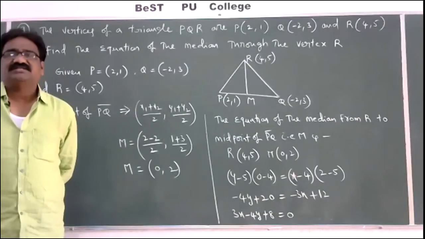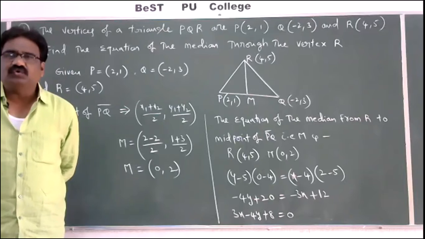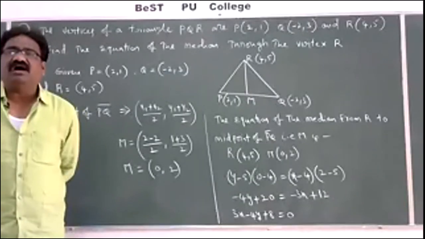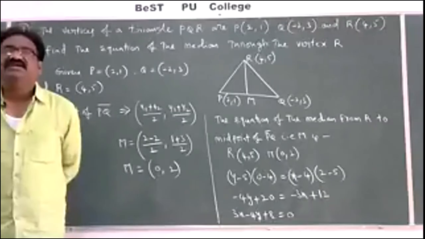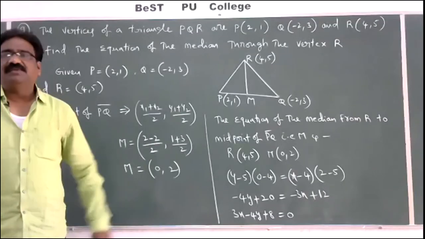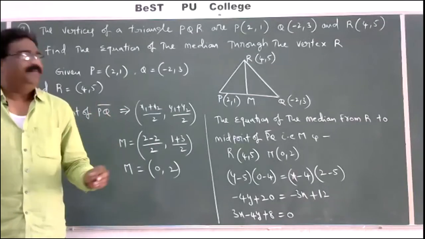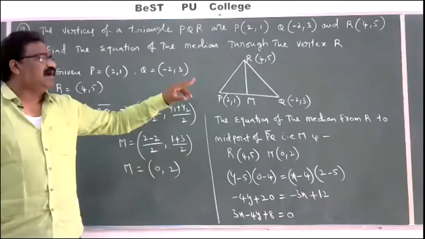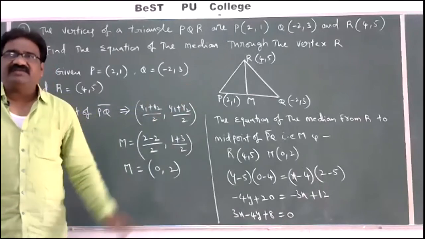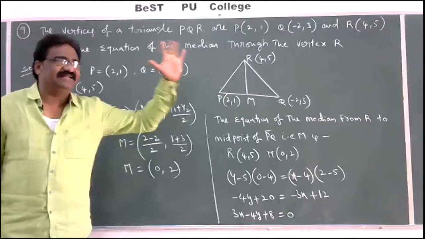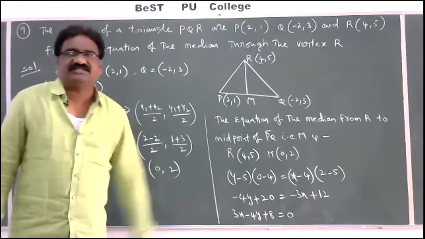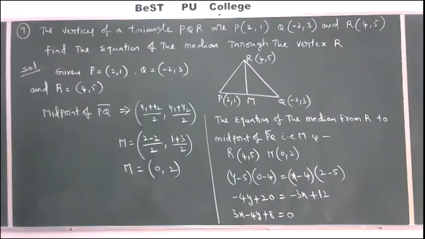Median means from the vertex to the midpoint of the opposite side. From which vertex? They required from R. For example, if they required from P, it is to the midpoint of RQ. If they required from Q, it is to the midpoint of PR, like that. There are 3 medians in any triangle.